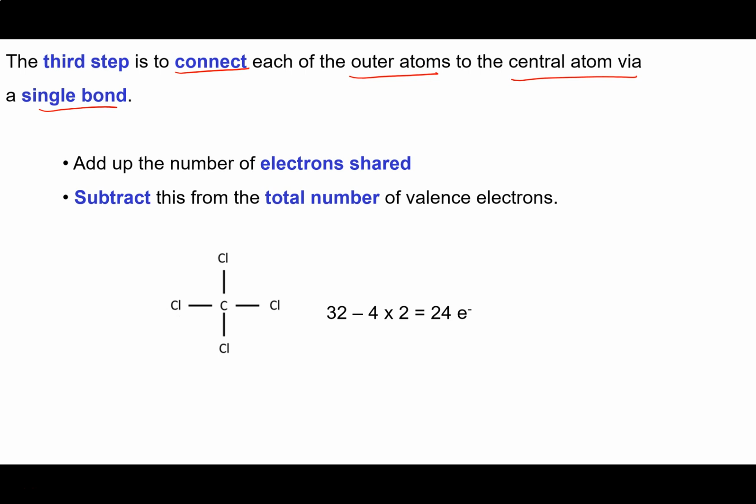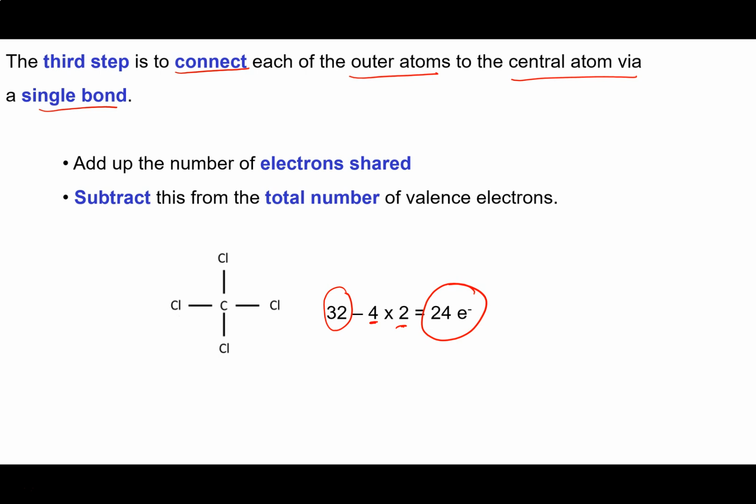And keep in mind that every bond that we draw in uses up 2 electrons. So we need to subtract that total number of electrons that we use from the total. So here we go, 2, 4, 6, 8. We started with 32, and then we have to subtract 4 lots of 2 for each of the bonds that we drew, and that leaves 24 electrons to finish everything else off.